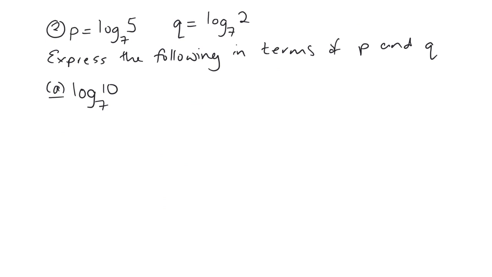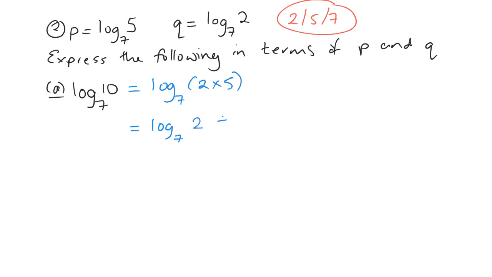Second one then, p this time is log of 5 to the base 7, q is log of 2 to the base 7. Express the following in terms of p and q. So we want to be able to write our questions here in terms of 2, 5, and 7. So they're the 3 numbers that we're kind of dealing with here. Okay, so it's the 2 and the 5 that are in our p and q, and then our base for both of them is 7. So we can write 10 as 2 by 5.